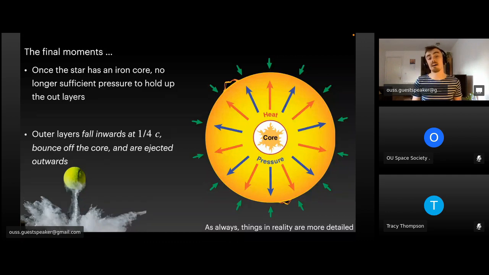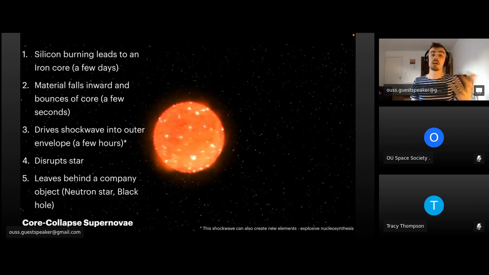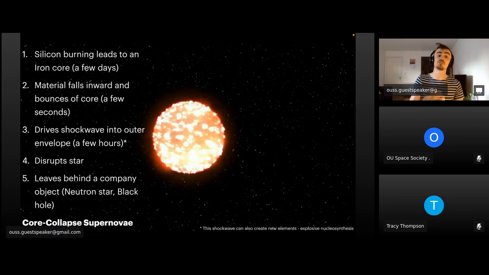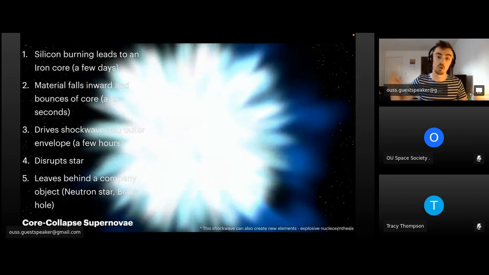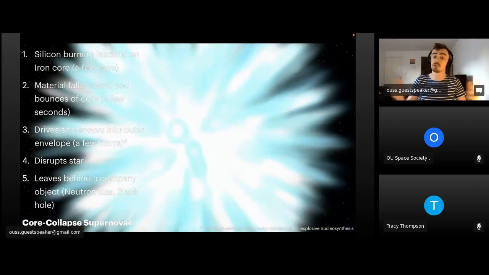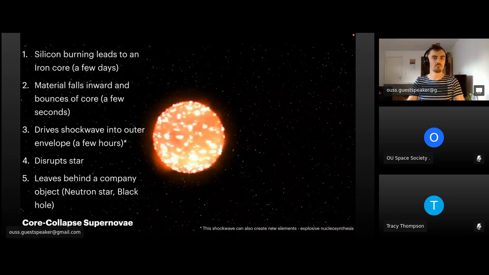So what happens after this material bounces off the core? We have a nice little animation here to show this. Your material falls inwards and proceeds to bounce off the core. That drives a shock wave out into the envelope, out into the outer layers of the star. And then this shock wave disrupts the star, basically explodes the star. And you're left behind with basically a mess.